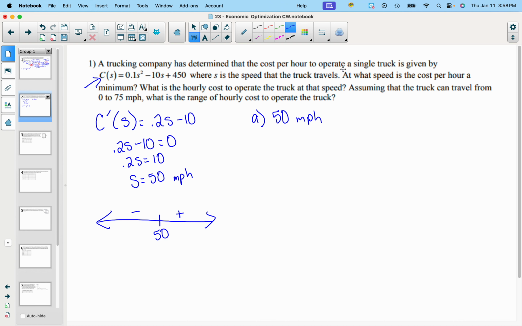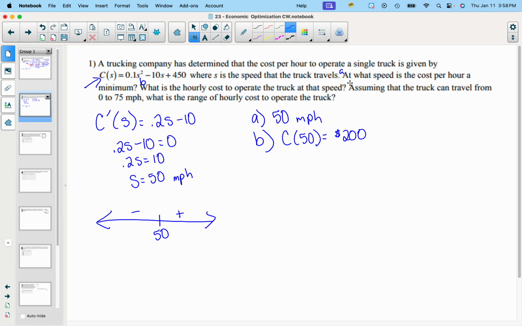If I call that part A, we'll call this part B. What is the hourly cost to operate the truck at that speed? Well, the hourly cost is just C of the speed, so C of 50. And when you plug a 50 into this, you can show that with your calculator and verify that, but you should get $200.